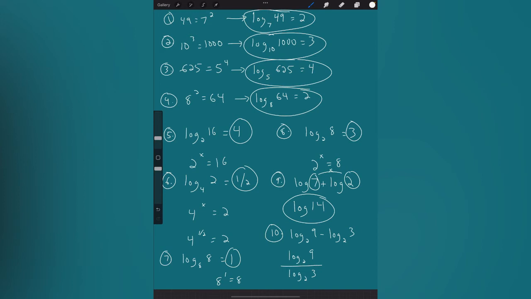You can do this if your logs match up. Notice you have log 2. So 9 divided by 3 is 3, and my answer here is just going to be log 2 of 3. You keep everything else the same, and you just take 9 divided by 3.